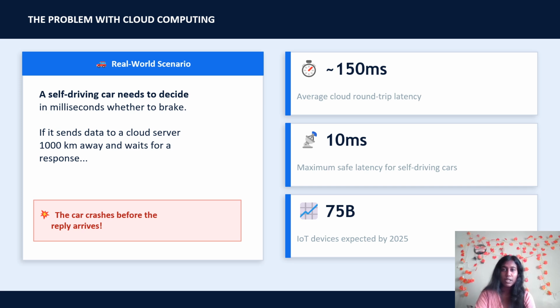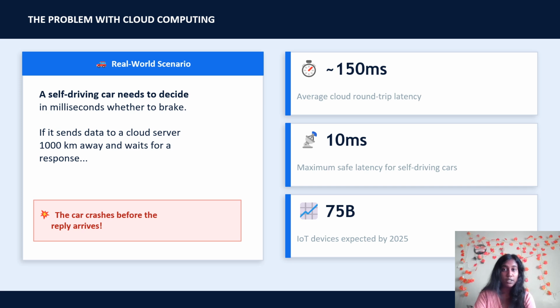Now here's a problem. Imagine a self-driving car moving at 80 kilometers per hour. Its sensors detect a child stepping into the road. Now the car has to brake. It has to decide right now. But if it sends that data to a cloud server in another city and waits for a response, what happens? Well, obviously, the car crashes, because the average round trip latency, the time data takes to go and come back, is about 150 milliseconds. But a self-driving car needs a decision under 10 milliseconds. The cloud is 15 times slower here.